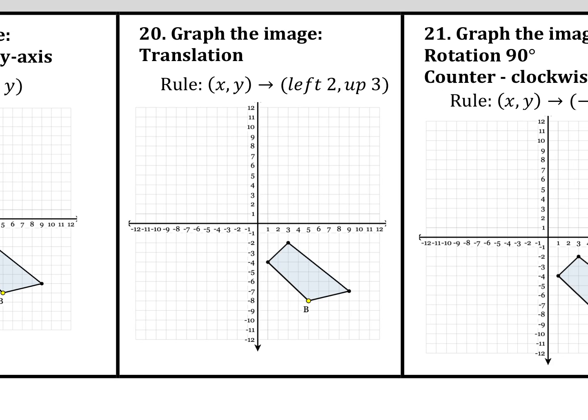This is a translation. We're going left 2, up 3. So you can either find all the points and then subtract 2 from the x, add 3 to the y, or you can move each point individually. Either is fine with us. Just make sure you use a ruler to draw your new shape.